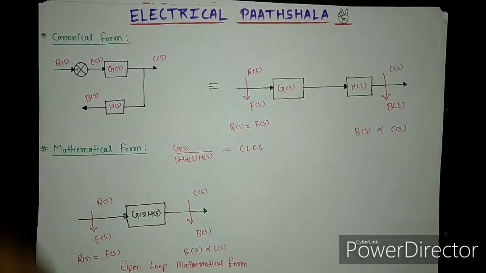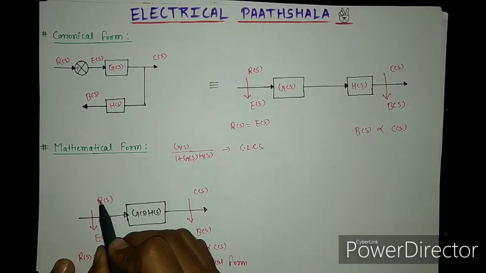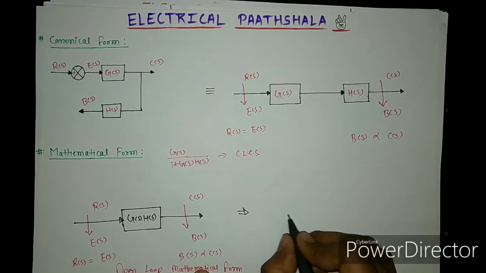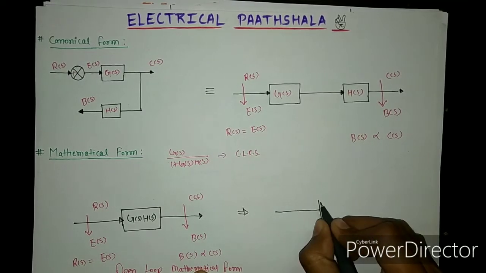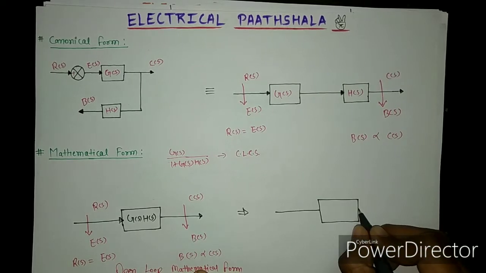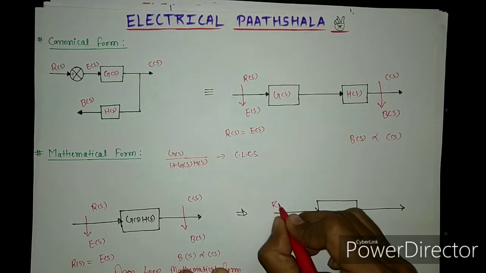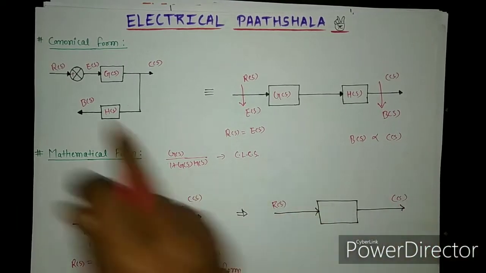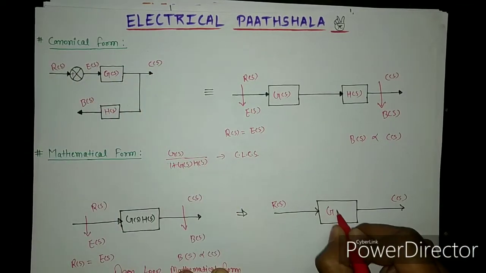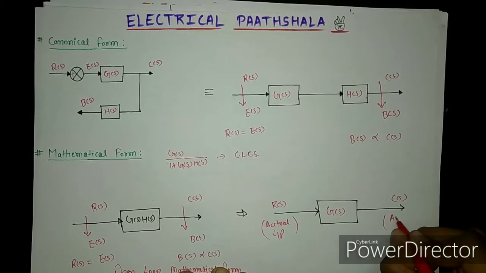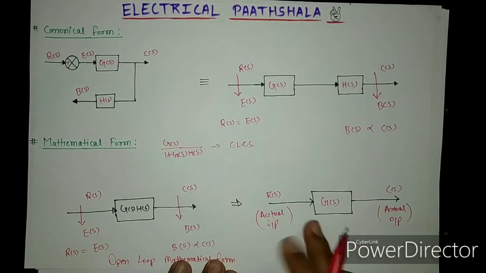Now if you want to draw the mathematical form with respect to actual input and actual output only, then that can be drawn like this. This is the mathematical form with respect to actual input R(s) and actual output C(s) only, R(s) and C(s). So this block represents G(s). This is your actual input and this is your actual output.